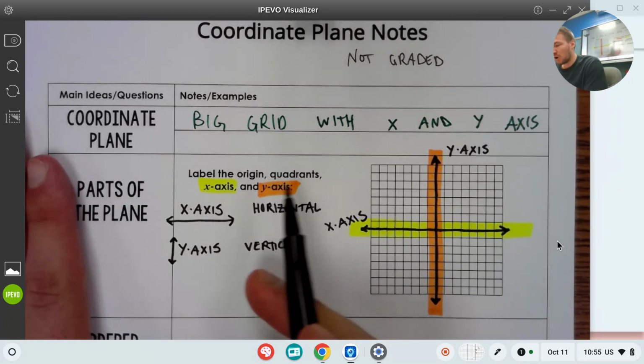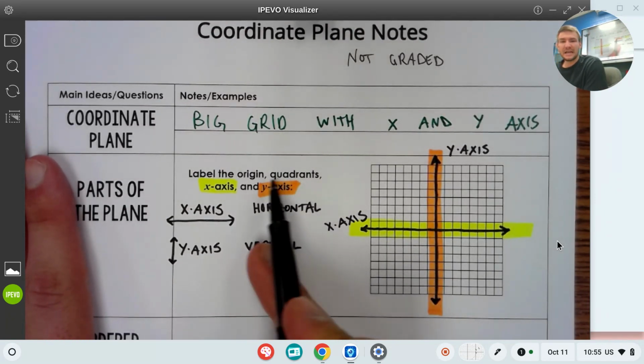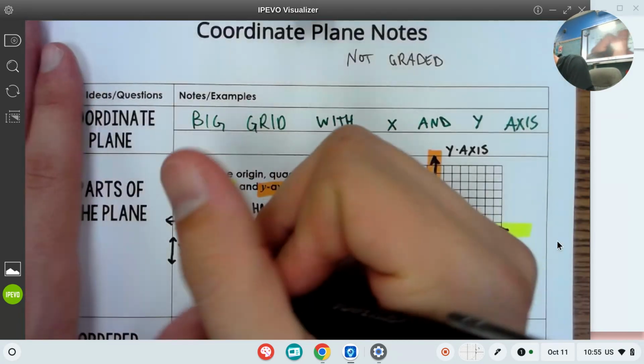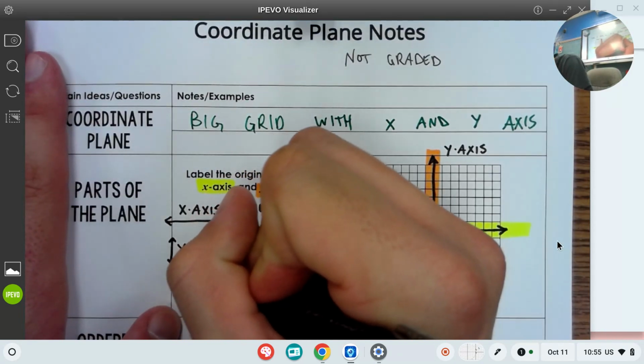Now we got 2 more. We've got origin and quadrants. Has anybody heard of either of these before? Yeah. Nice job. Nice job. The origin.